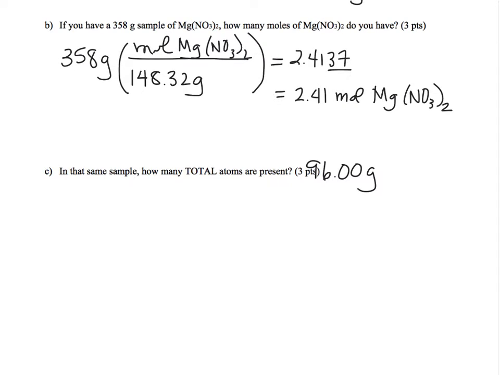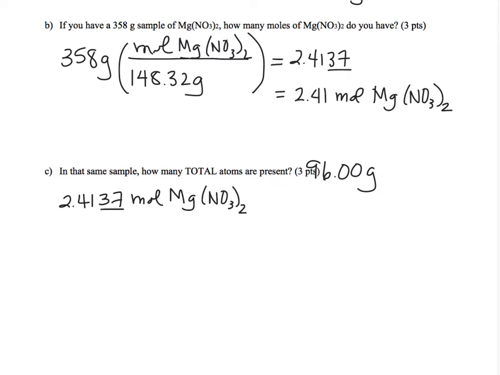Now the last part of the question asks, how many total atoms are present? Let's note that what we have right here is a counting of the compound. So we can start from here and figure out how we get to counting of atoms. So let's start with what we've got, 2.41. And I just did it with all of the sig figs here too, but you didn't have to do it that way. 2.4137 moles of magnesium nitrate.